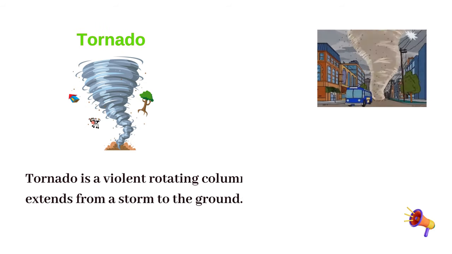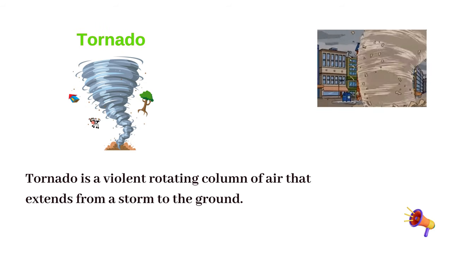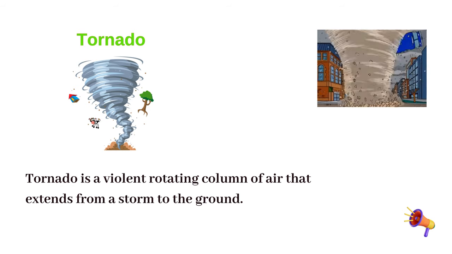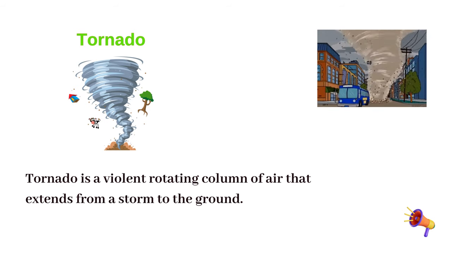Tornado. A tornado is a violent rotating column of air that extends from a storm to the ground.